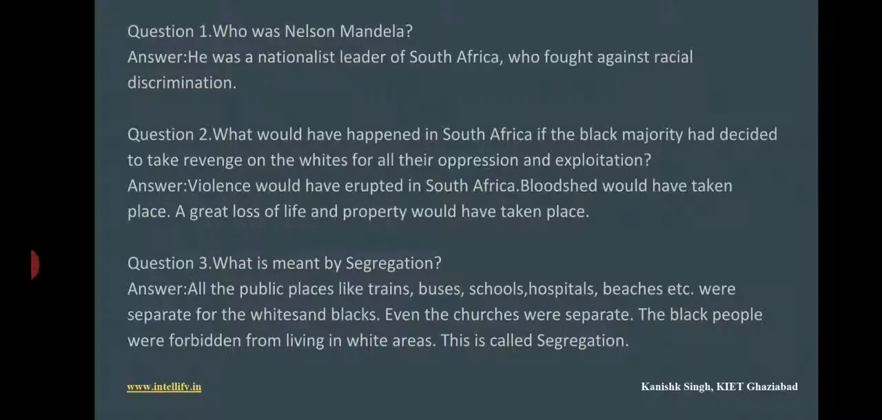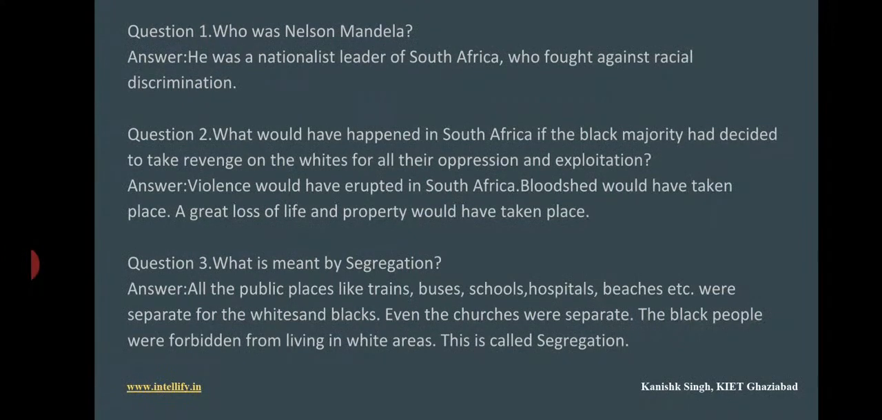So question number 1, who was Nelson Mandela? So the answer is he was a nationalist leader of South Africa who fought against racial discrimination. We all know, we have studied it in the chapter. So this is the answer. Now moving on.